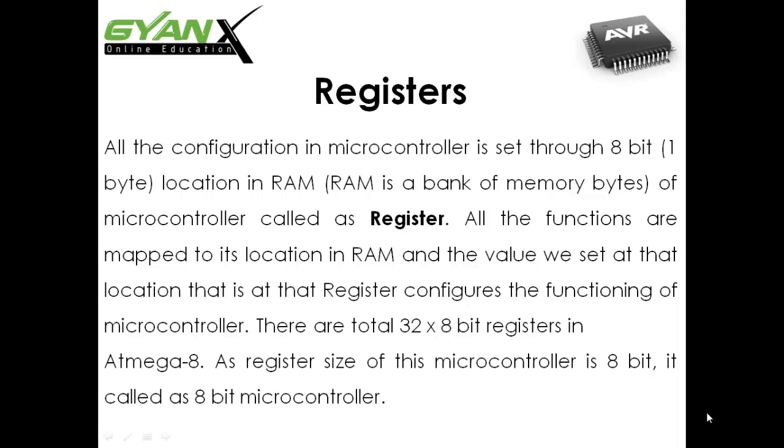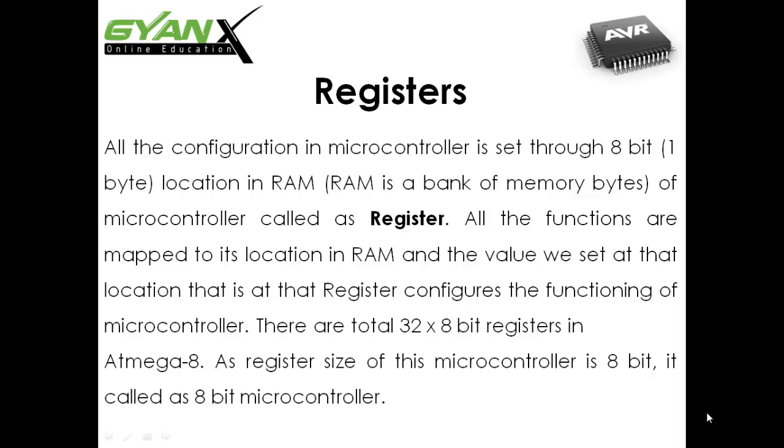In order to maximize performance and parallelism, the AVR uses a Harvard architecture with separate memories and buses for program and data. Instructions in the program memory are executed with a single level pipelining. While one instruction is being executed, the next instruction is prefetched from the program memory. This concept enables instructions to be executed in every clock cycle.